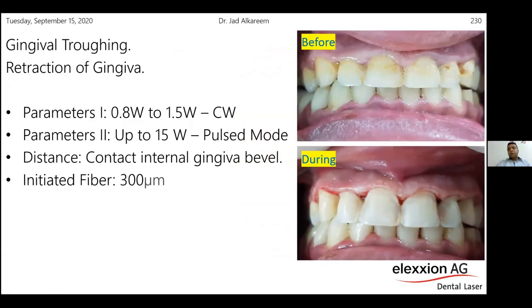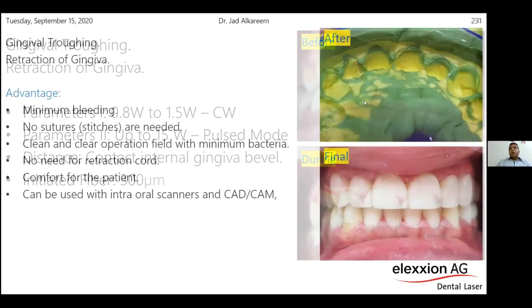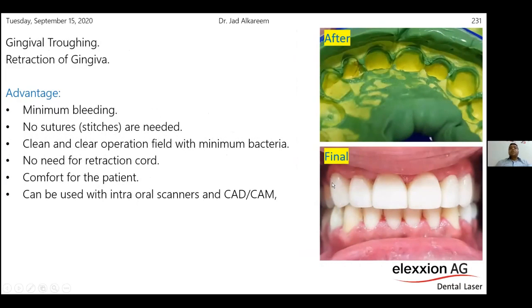You insert it with a beveled angle into the gingiva, between the gingiva and the end of the crown, and you apply it slowly. You don't need to cut, you only need to do shrinkage of the tissue. It is like a very, very small cutting into the gingiva. Because of the heat, the laser will also cause shrinkage of the gingiva, so the gingiva will be elevated, and then you will be able to take your impression correctly. Here is the picture during the treatment, after the impression was taken, and here is the final result.